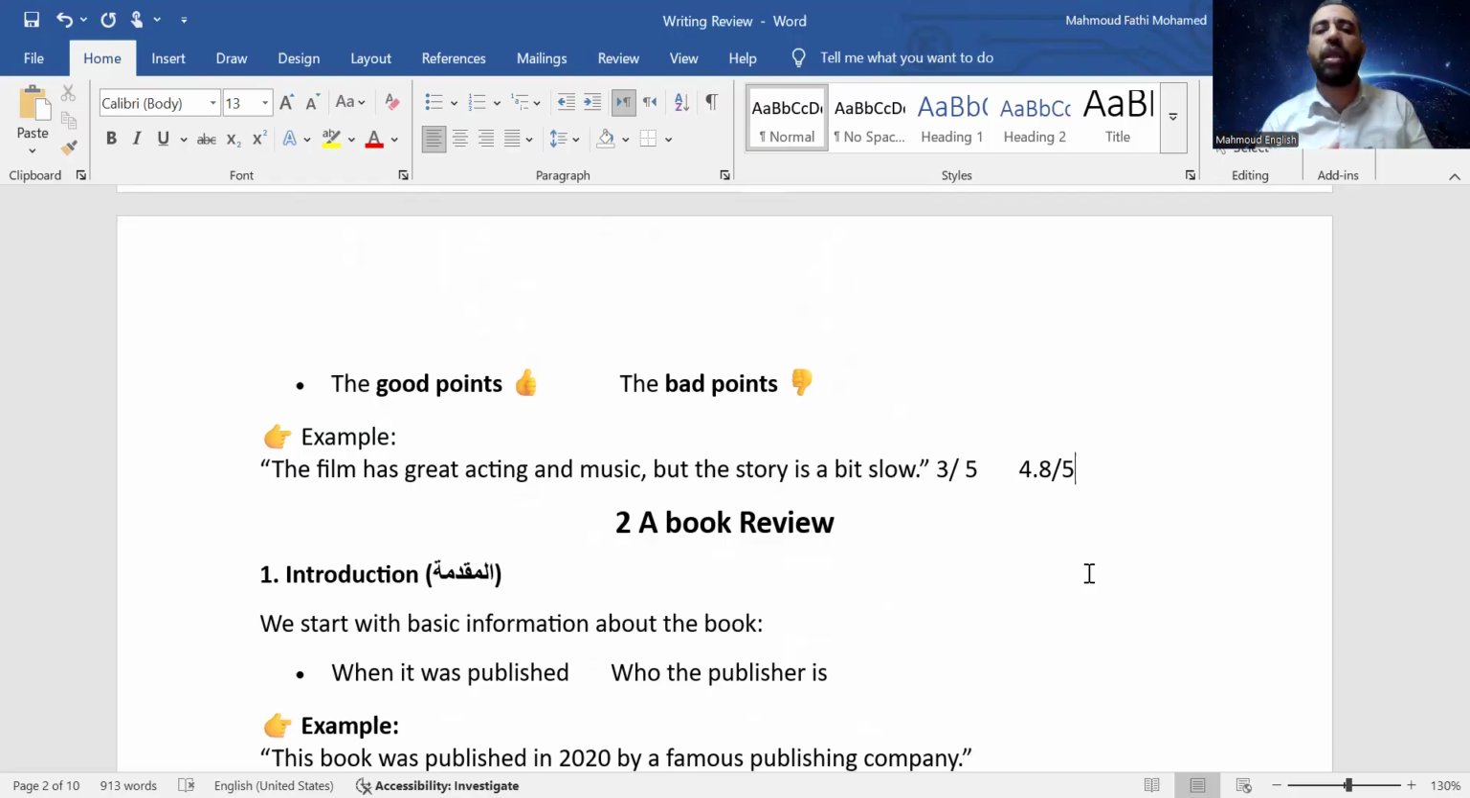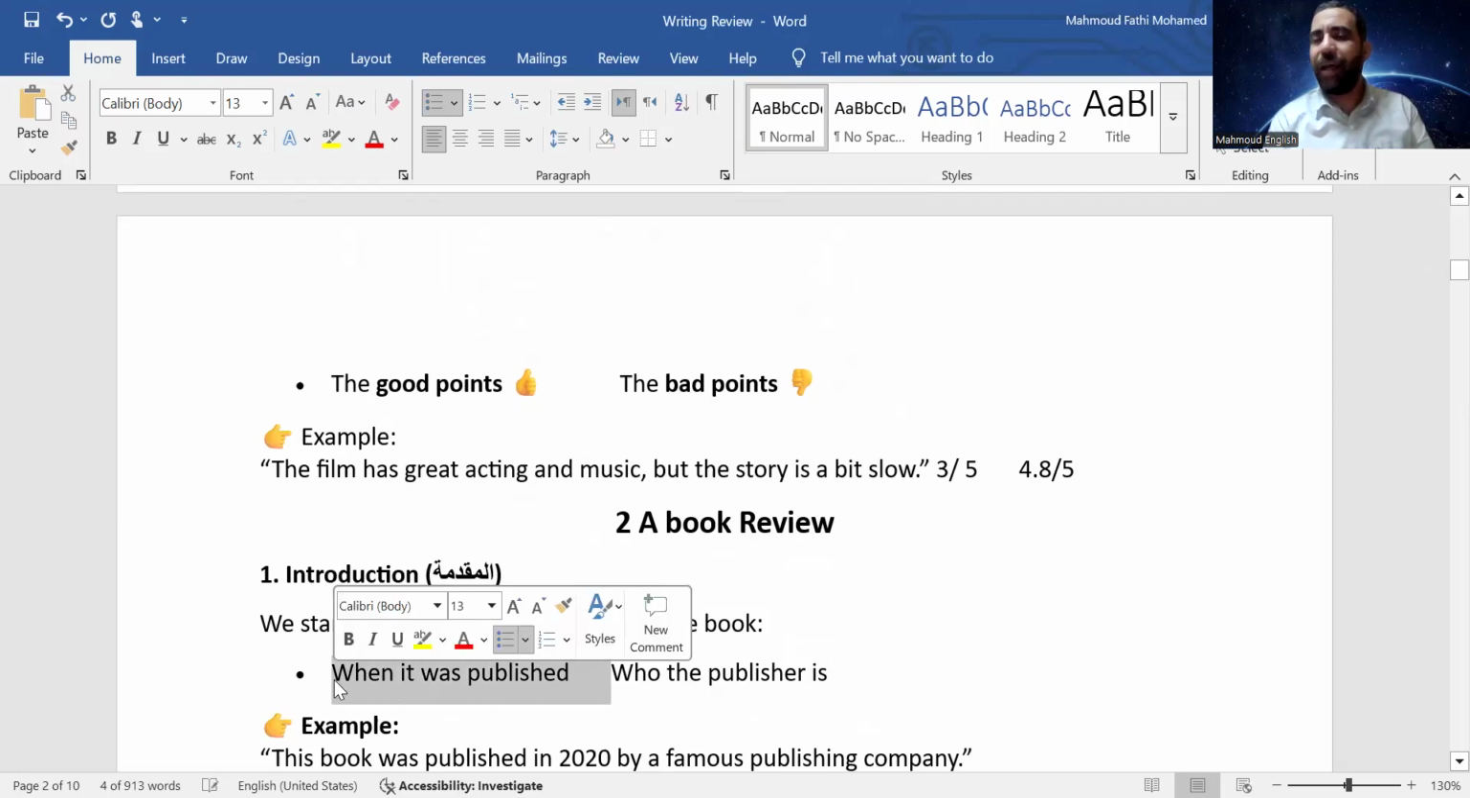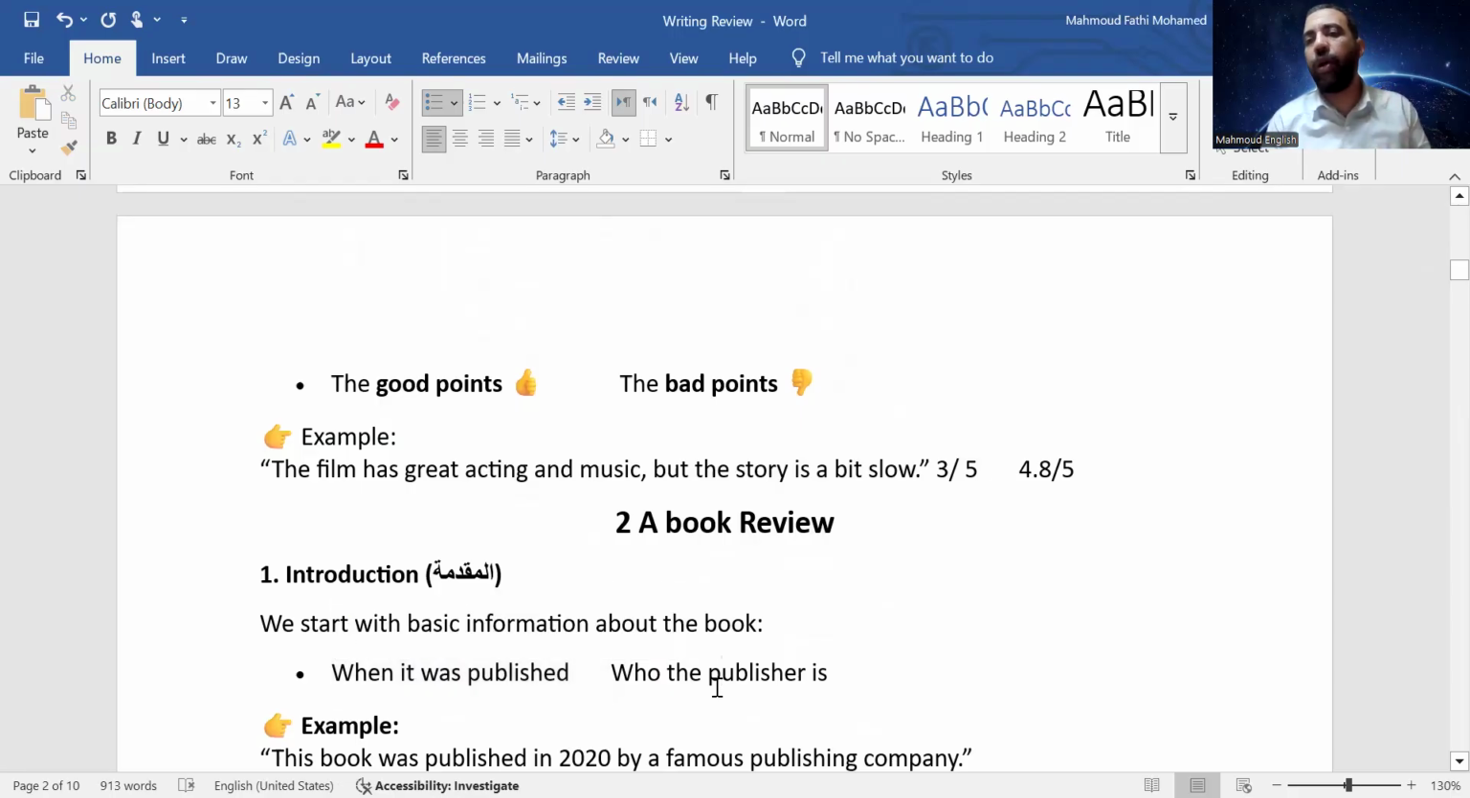The introduction: when it was published, for example 2015 or 2020. Who is the publisher? Who is the author? What kind of novel, meaning the genre? It could be fiction or non-fiction, for example mystery or horror. You have to tell me. Okay, so who is the publisher and when it was published.